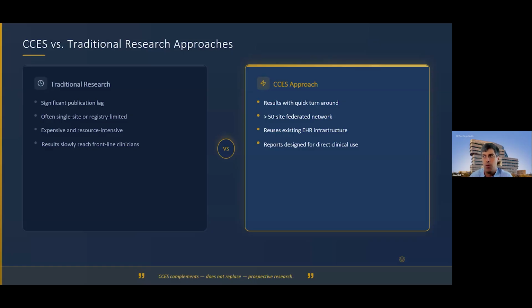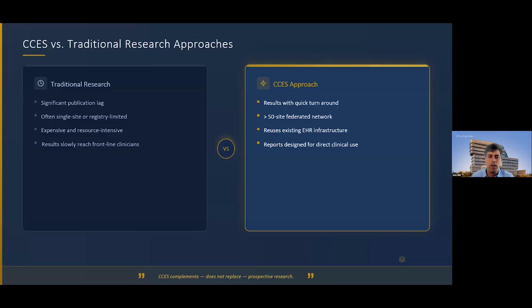So with our CCES approach, one, we can potentially get results with a quick turnaround. We have a greater than 50 site federated network, so we have multi-site studies or evidence from multiple sites using this structure. We're utilizing current EHR infrastructure and the data that's in there, so it doesn't cost anything to get that data from what we have. And then also we create reports that are designed for direct clinician use. So it's not written just for publication. We have reports that are written to help that clinician understand the data they're getting back.